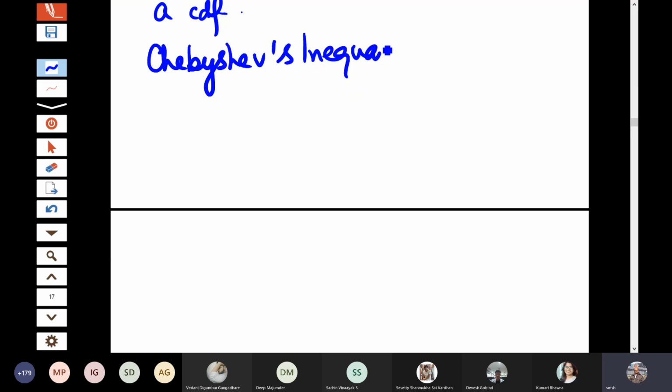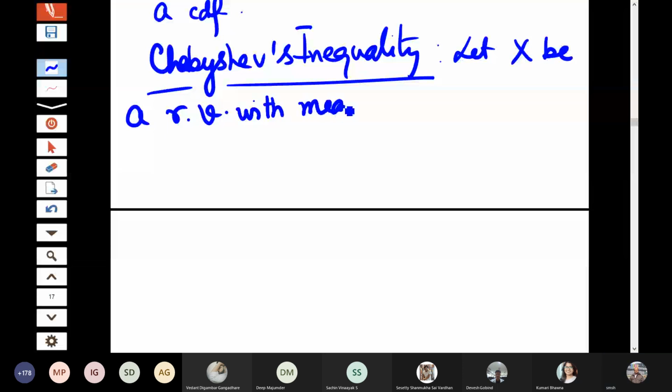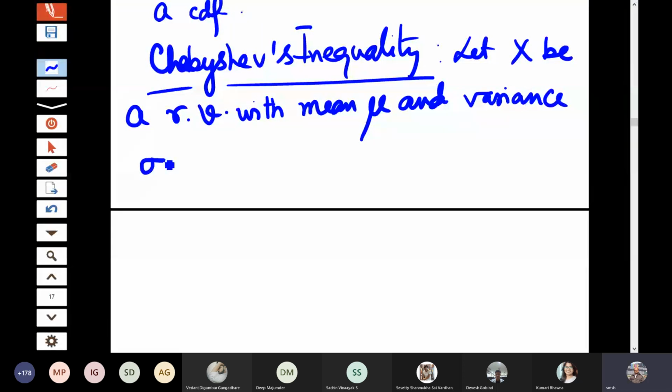Chebyshev was a Russian mathematician, and since he was the first one to think of this kind of thing, it is called Chebyshev's inequality. Let X be a random variable with the mean mu and variance, say, sigma square.